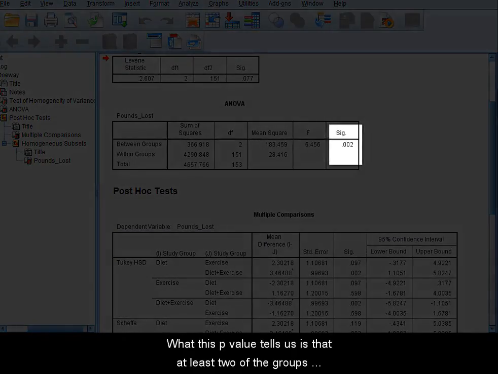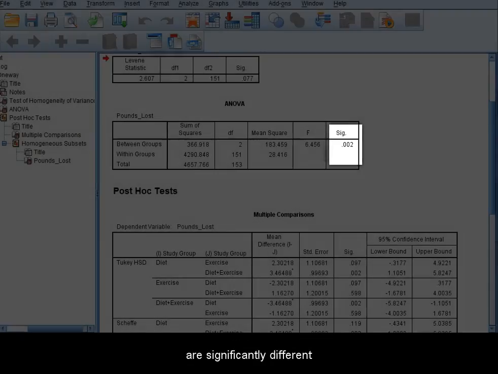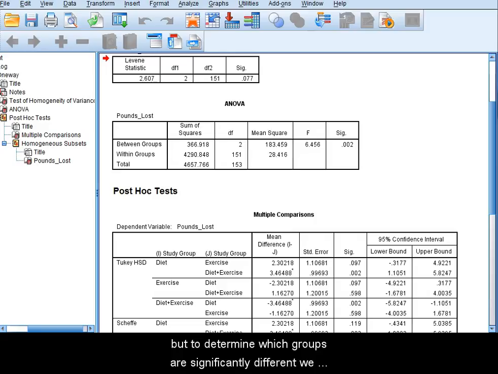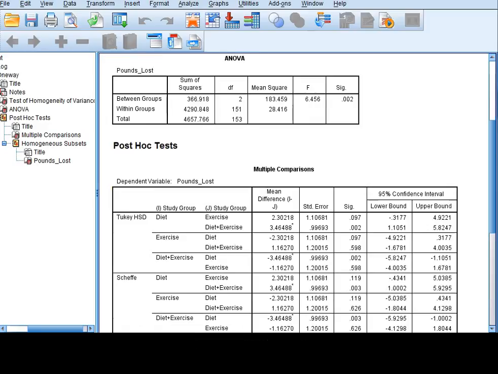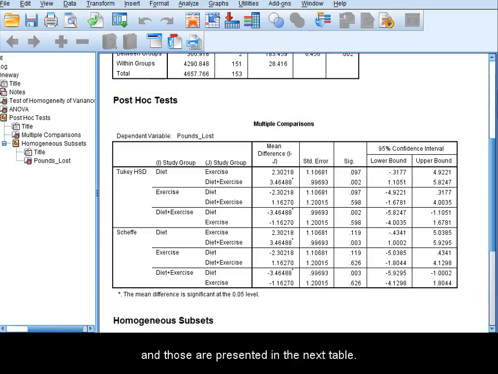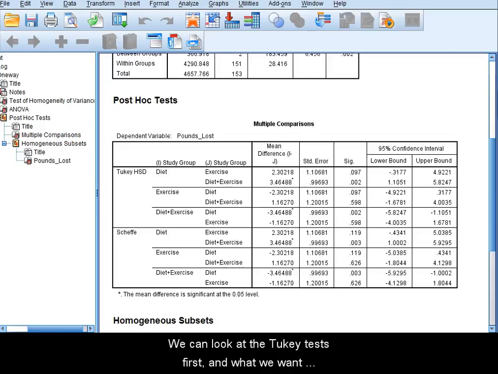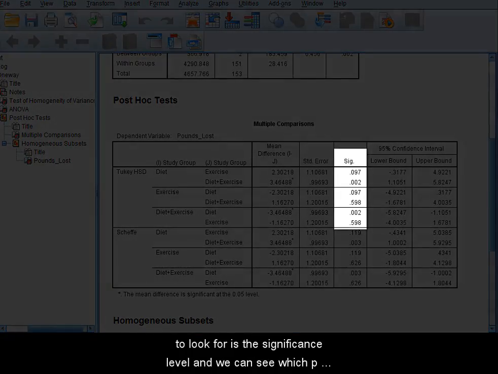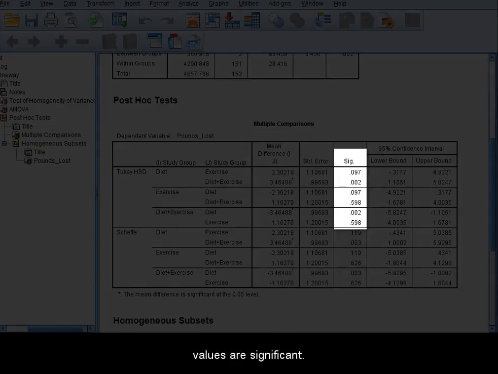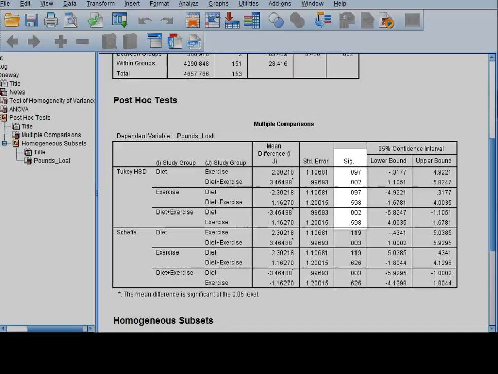What this p-value tells us is that at least two of the groups are significantly different. But to determine which groups are significantly different, we have to turn to our post hoc tests. And those are presented in the next table. We can look at the two key tests first, and what we want to look for is the significance level, and we can see which p-values are significant.